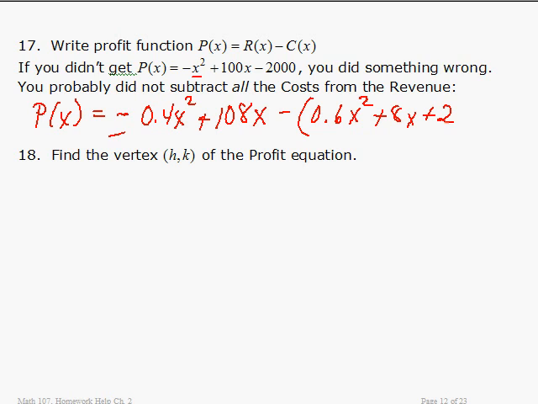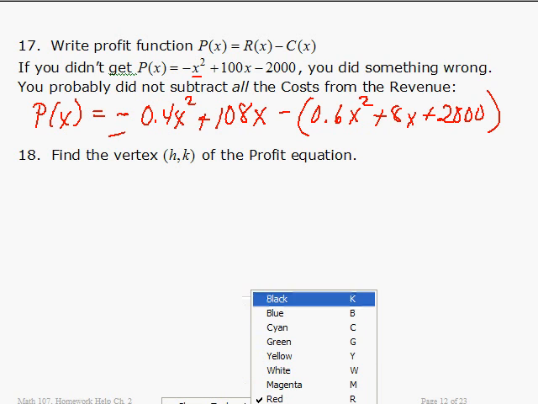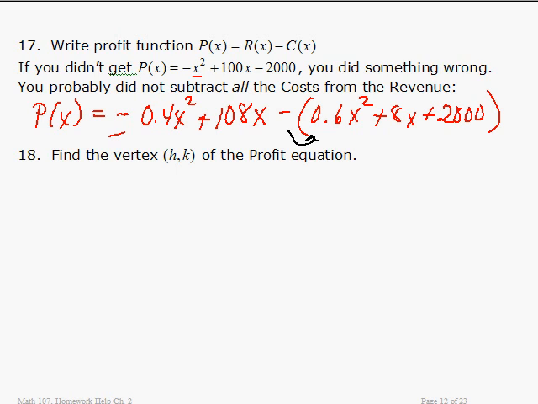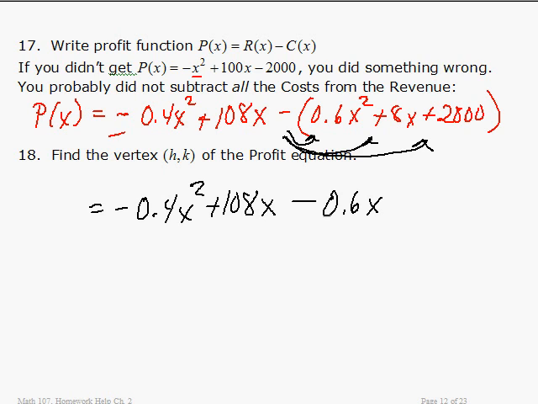Okay, I'm having to look over here and remember what it was. And now that negative sign has to be distributed through. I used to be able to change color on the fly, but I can't. Here, here, and here. Here's what people do and get in trouble. Minus 0.4x squared plus 108x, and they say, oh, subtract the cost. Minus 0.6x squared plus 8x plus 2,000. Did you subtract all the costs? No, you end up adding in those when you were supposed to subtract them. Okay, that's the problem, and that's where I gave you this information right here.